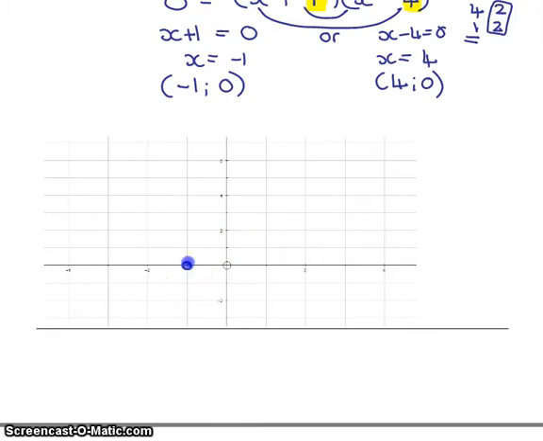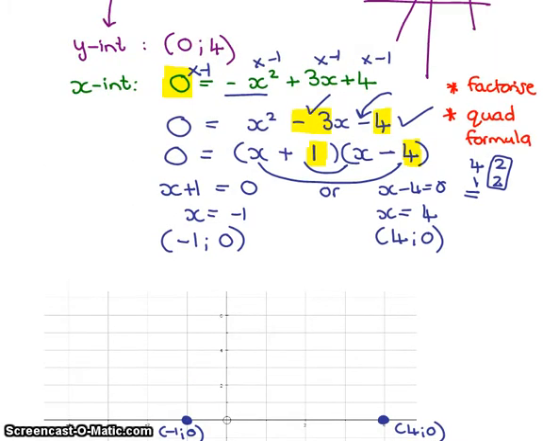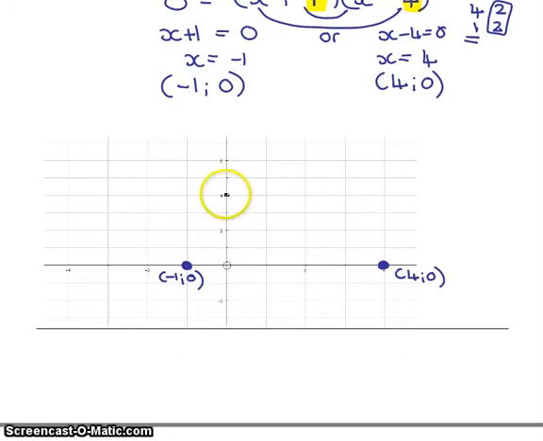So my x-intercept, please label it -1, 0. Even if it's on a line on your graph, please always label. And then 4, 0. My y-intercept, we said, was at 0, 4, which means if I can get my turning point, my graph is complete.